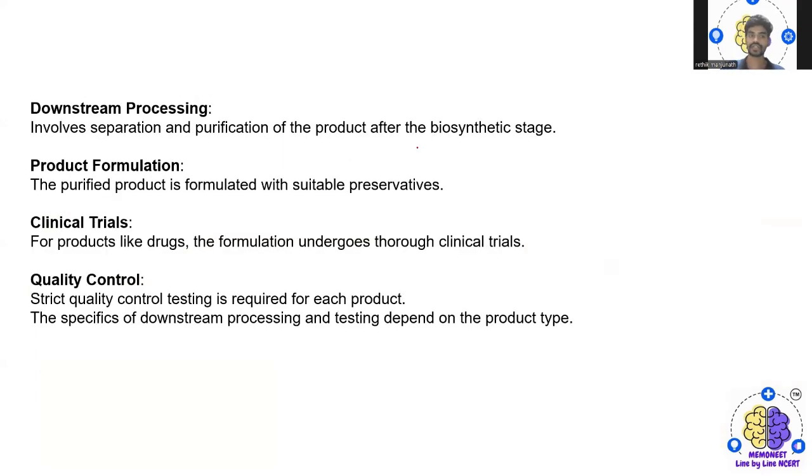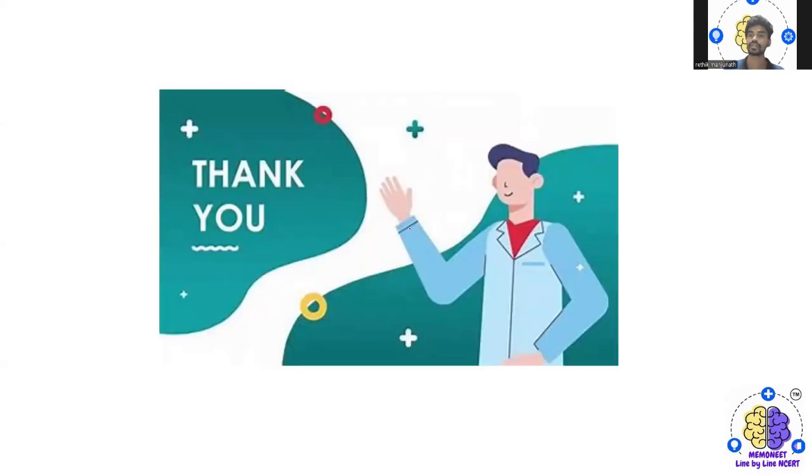Then we have the downstream process, which involves the separation and purification of the product after the biosynthesis stage. Then the purified product is formulated with a suitable preservative. Then clinical trials will be done for products like drugs. The formulation undergoes thorough clinical trials, and strict quality control testing is required for each product. The specifics of downstream processing and testing depend on the product and its type. So this is all about biotechnology and its processing, whether in small scale or large scale. So this is all about the chapter.